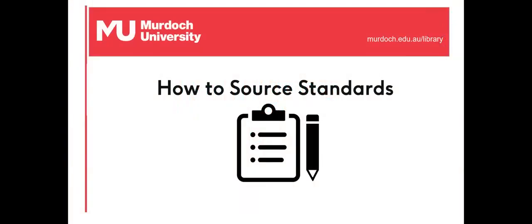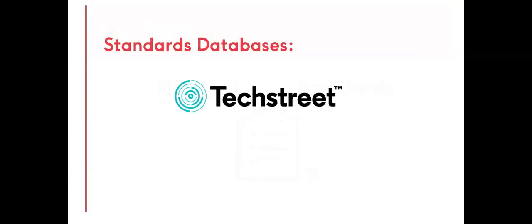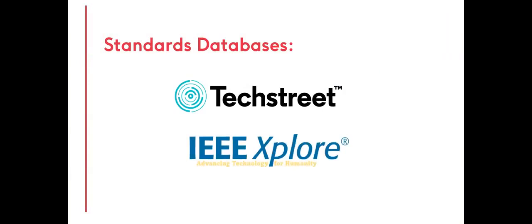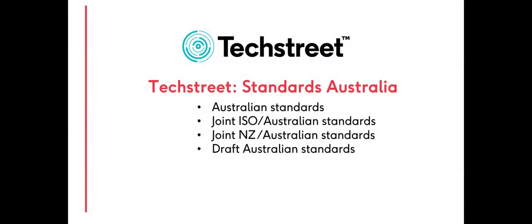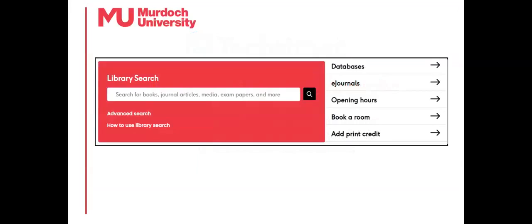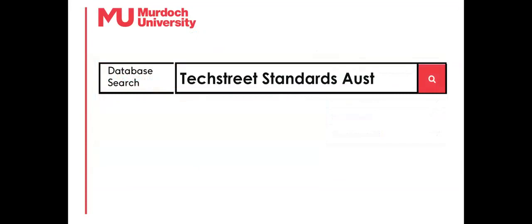Murdoch University Library has two databases for accessing standards, Techstreet Standards Australia and IEEE Xplore. The first database to demonstrate is Techstreet Standards Australia. From the library's databases page, search for Techstreet to access the database record.